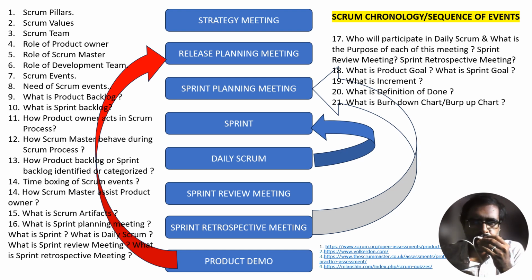Fourth artifact, release backlog, often used but not defined in the Scrum. Release backlog is created during the release planning meeting and includes only those user stories that are to be delivered in that release. It is a subset of the product backlog.